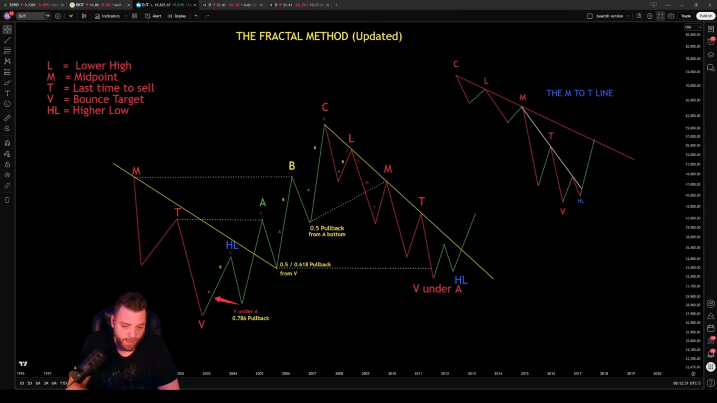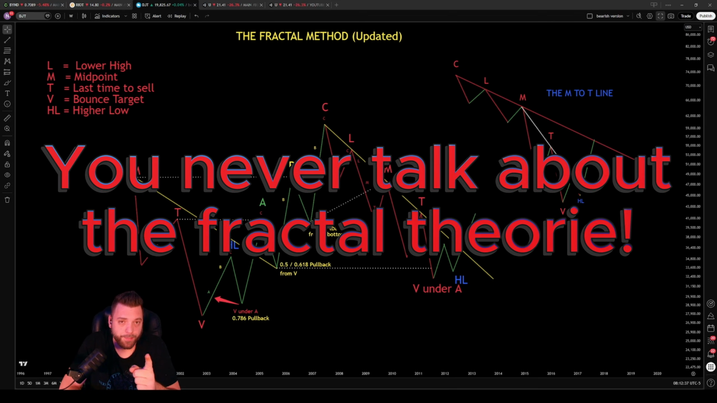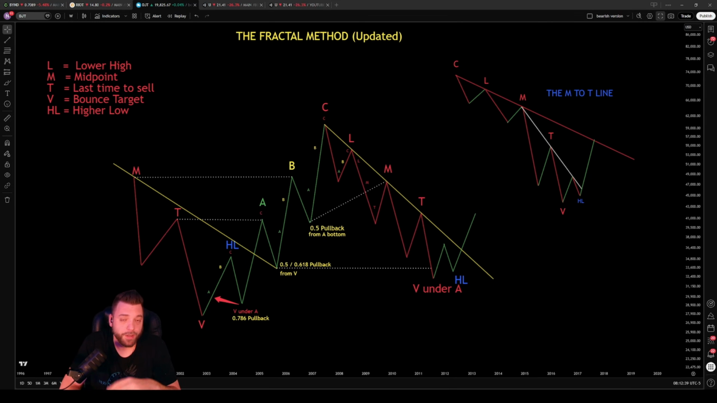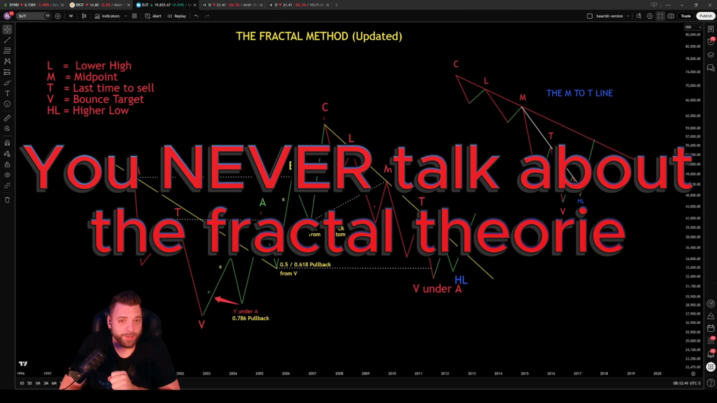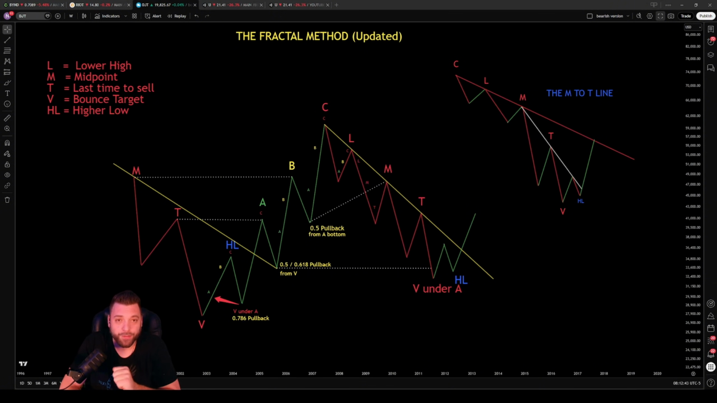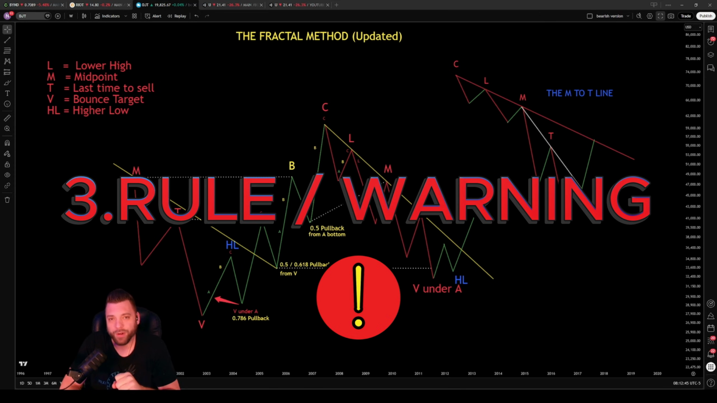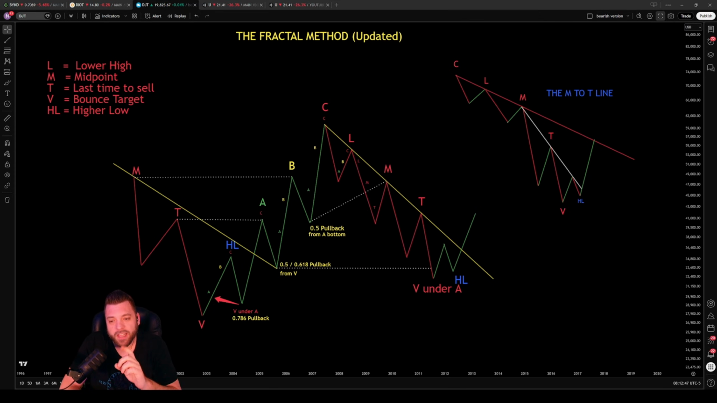Before we start with how the fractal method works, first rule: you never talk about the fractal share. Second rule: you never talk about the fractal share. And the third rule, which is more like a warning: once you have started using this method, it will be impossible for you not to see it anymore. Just saying. Now to the real rules.